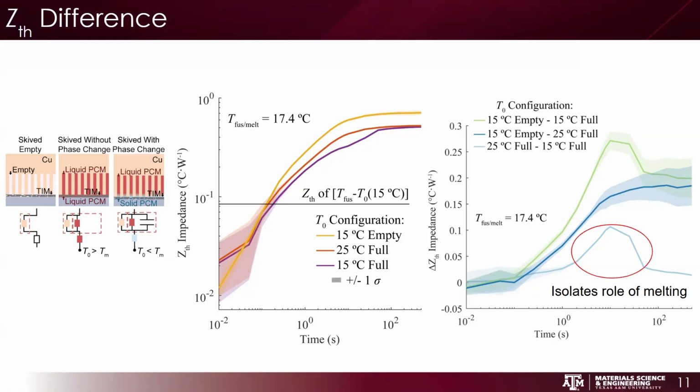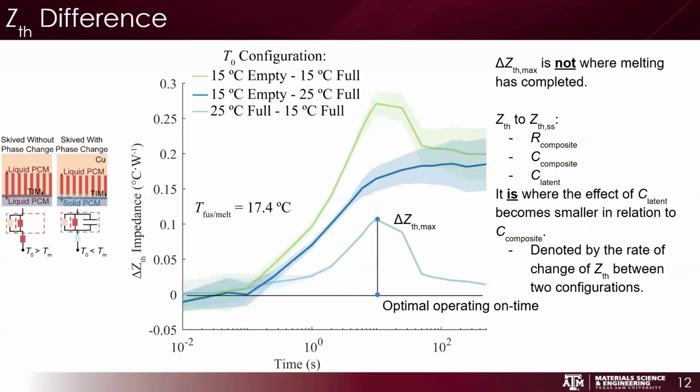And so I'll note that this maximum temperature is actually not where melting has completed. So again, within the system, we have a composite resistance, a composite capacitance, which is purely sensible, and then a latent capacitance around the melting temperature. And so if you're increasing temperature, the latent capacitance is either being engaged or unengaged. And that peak then would be where the contribution of the latent heat becomes less than the entire capacitance of the system. The latent capacitance becomes smaller than the sensible capacitance within the system.